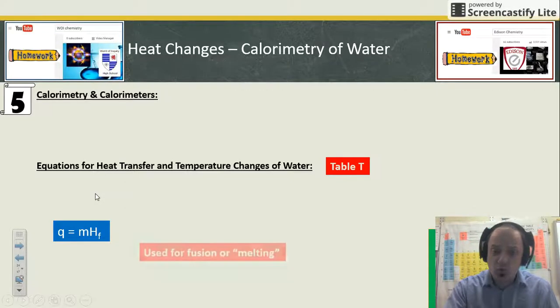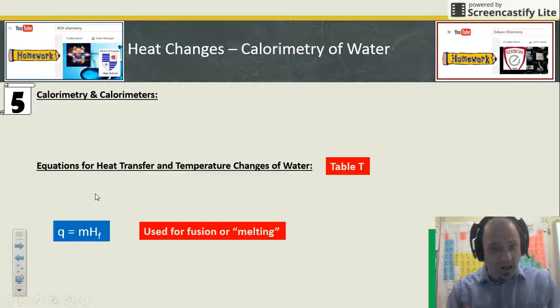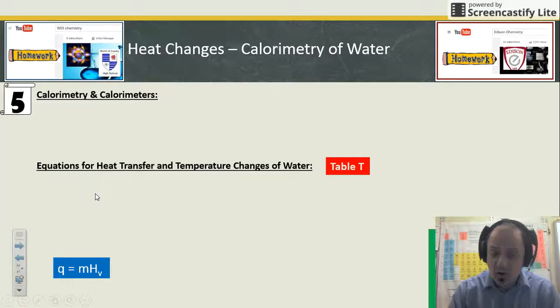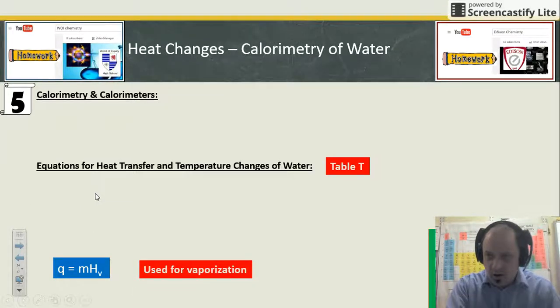The next one is Q equals MHf. This is used when we have fusion, aka melting. So when temperature is not changing, position of particles is changing. We have to use a different equation because we have no delta T to work with. And finally, a third equation, Q equals MHv. We use this during vaporization, because temperature is not changing, but position of atoms is, and we have to tell how much energy is related in creating that change in energy of position.